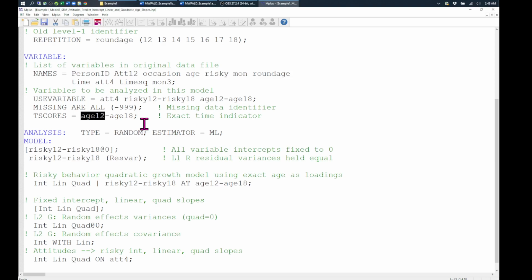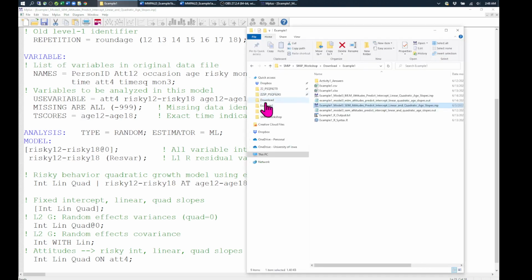Do you want to see the picture again? Would that help, maybe? Okay, let me get the picture out.